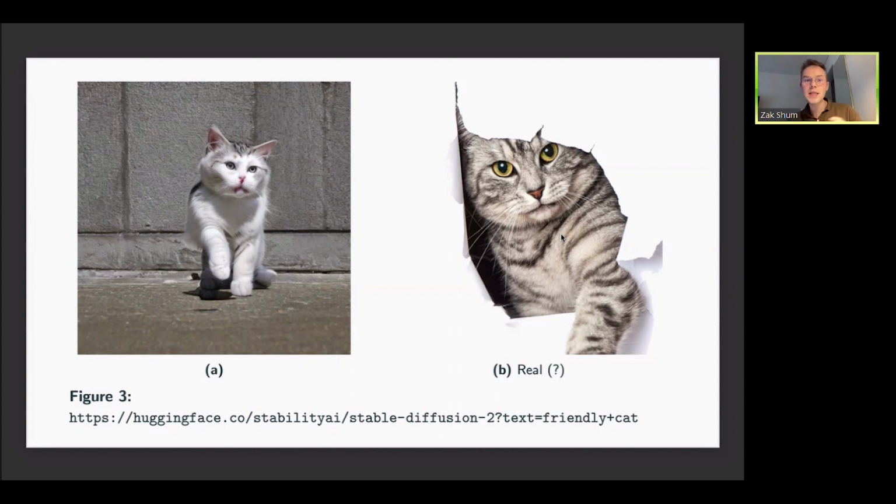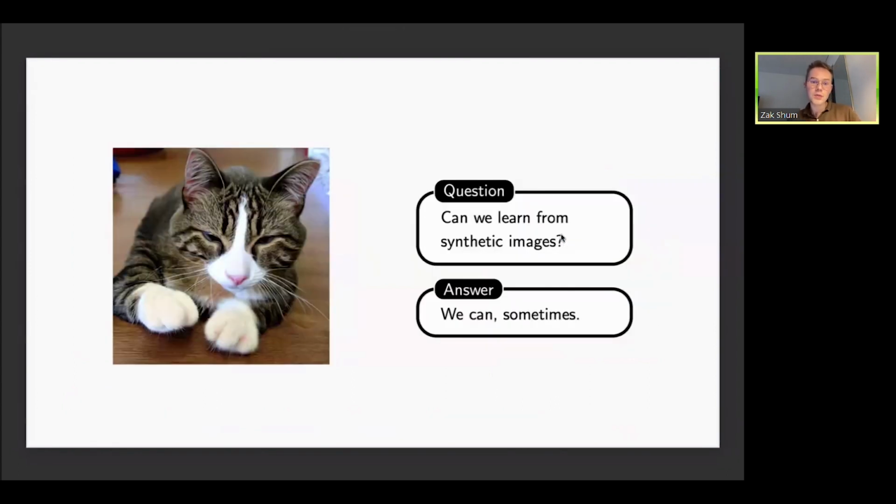But we see that when training on generated data, something must go wrong, because if your model is even slightly wrong, then the subsequent generation will start thinking about what is real in a wrong way. And so the main question that I think many of us are asking is, can we learn from synthetic images? Are they actually useful? And the answer is we can. Sometimes we can, because obviously there is still some useful information in the images that we observe.